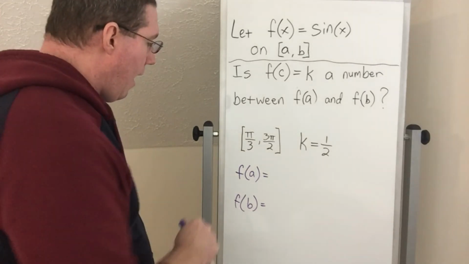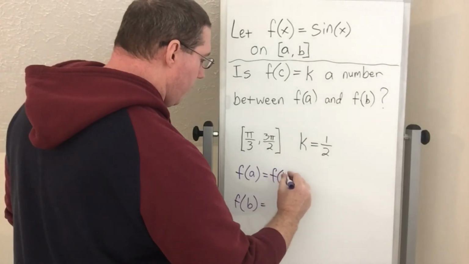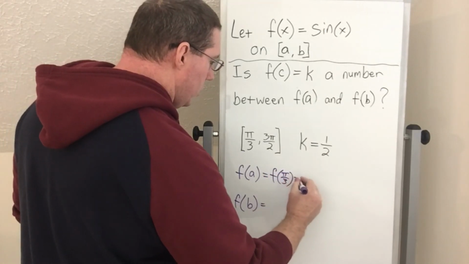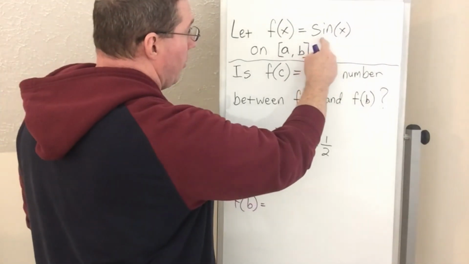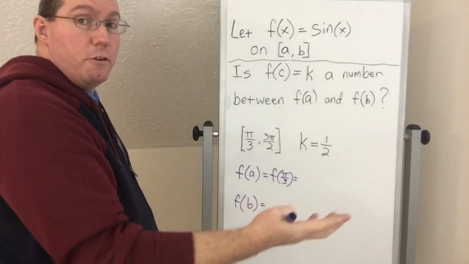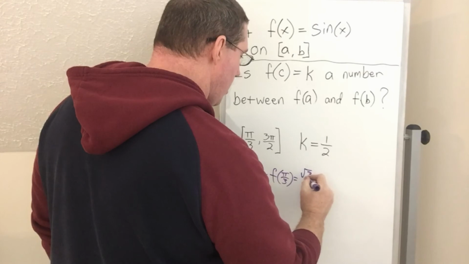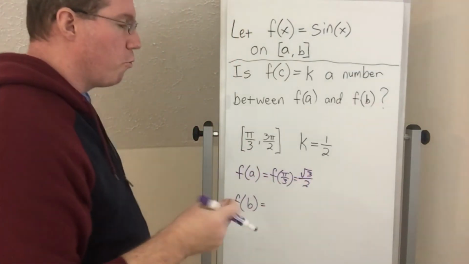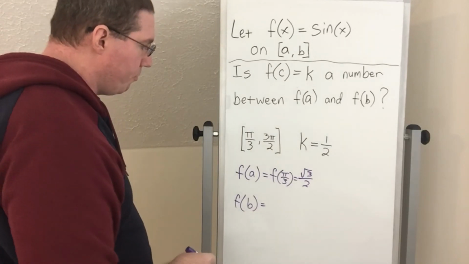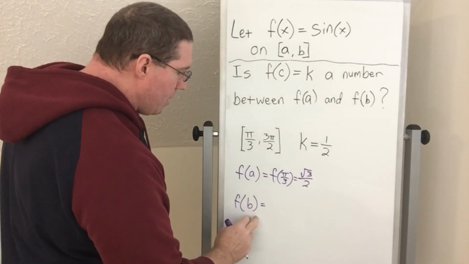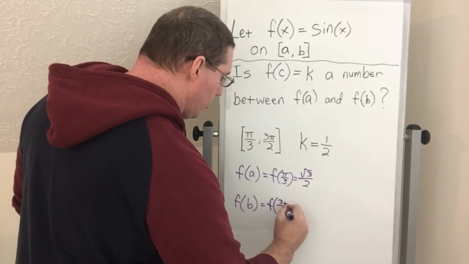All right, so f of a means, since a is pi over 3, we're saying f of pi over 3, which is sine of pi over 3, right? So we're plugging pi over 3 into the function. If you recall your unit circle, sine of pi over 3 is square root of 3 over 2, which, by the way, is really close to 0.8, or like 0.83 or something like that. f of b would be f of 3 pi over 2.